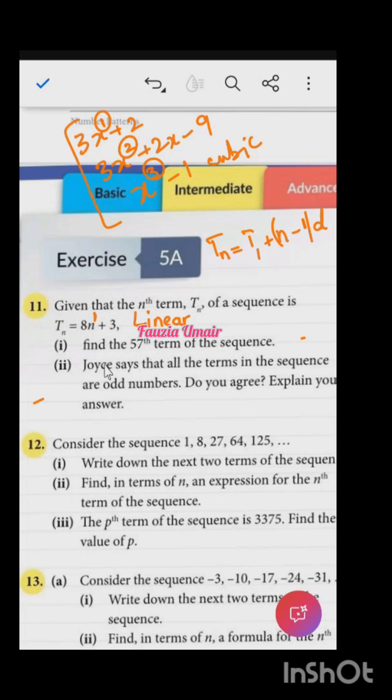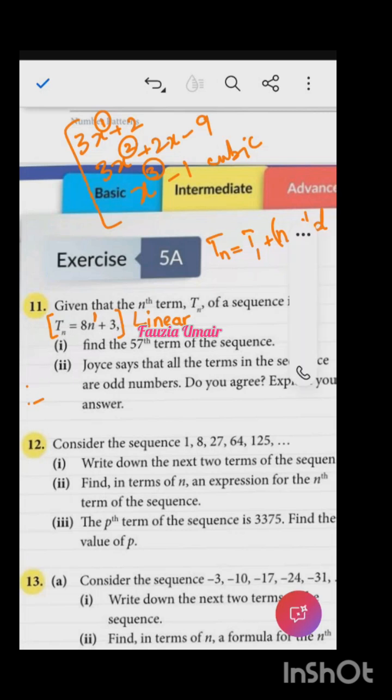Now, Joyce says that all the terms in the sequence are odd numbers. Do you agree? Explain your answer. Do you think that all the terms of the sequence whose general term formula is this are odd? So do you agree or not? No. Sorry, no. You don't agree? Yes miss, I don't agree. Why?